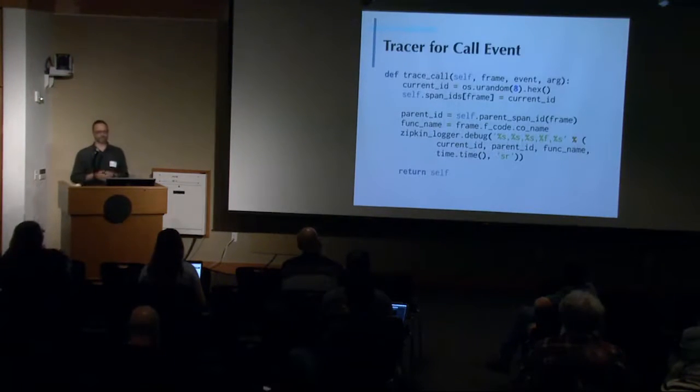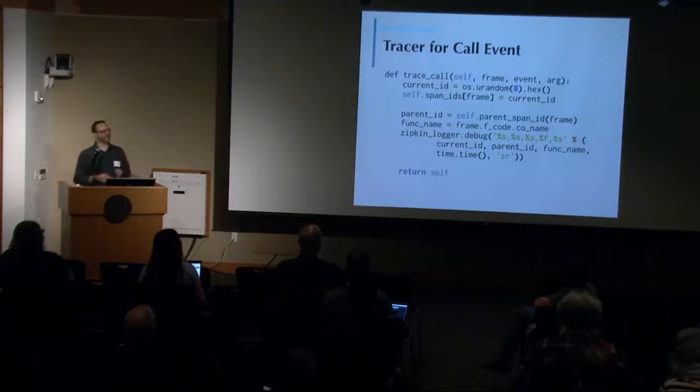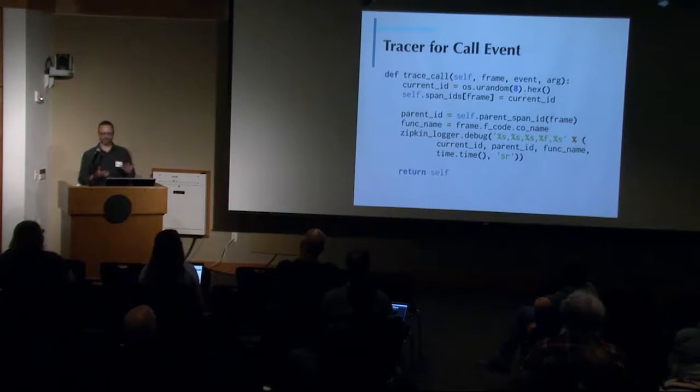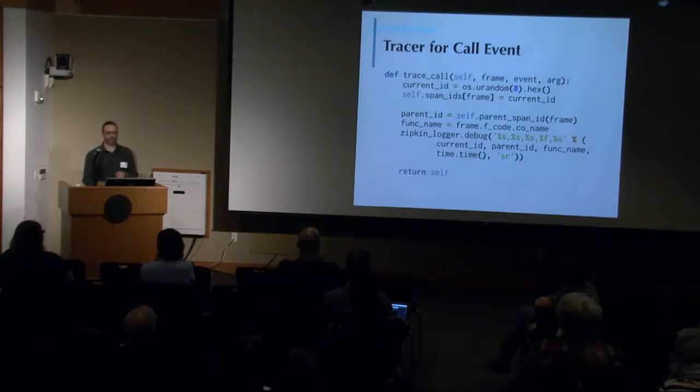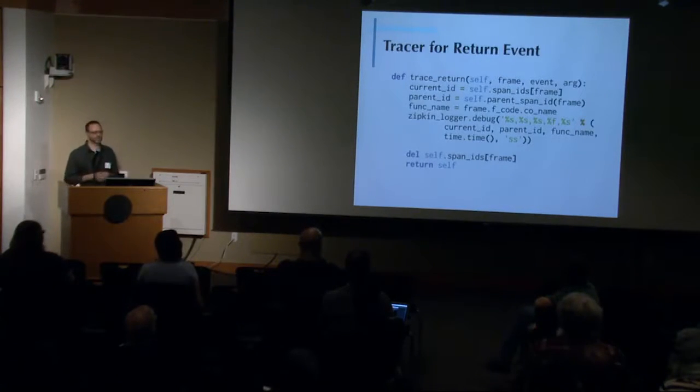If we look at the trace call, we can see this is where we generate the span ID for this particular frame, and then we store it away in the span IDs dictionary. And then we're going to log 5 pieces of data in CSV format. We're going to log the current span ID, the parent span ID, the name of the function that's being called. We're going to log a timestamp, and then this is a call, so it's like the equivalent of a server receive.